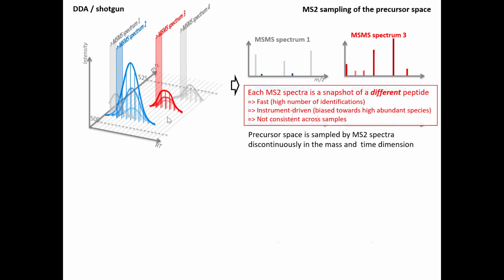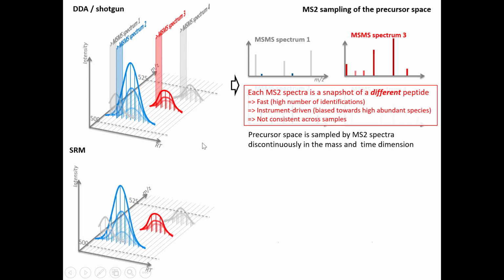The instrument just continues to do this in a data-dependent way for the rest of the run. The features to notice are that each MS2 spectrum is a snapshot of a different peptide, so it's pretty fast and you can get a high number of identifications. It's instrument-driven, biased towards the high-abundance species, and not consistent across samples, because there's some stochastic behavior in terms of what the instrument sees from one precursor scan to the next, so it does not behave in a deterministic way. The important thing to notice is that this precursor space is being sampled by MS2 spectra discontinuously in the mass and time dimension. You have sparse coverage of the precursor space with MS2 spectra.